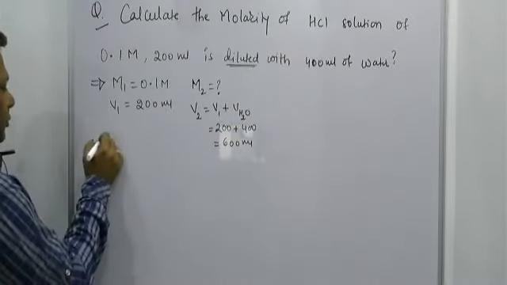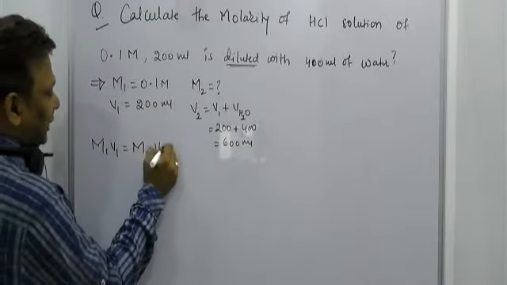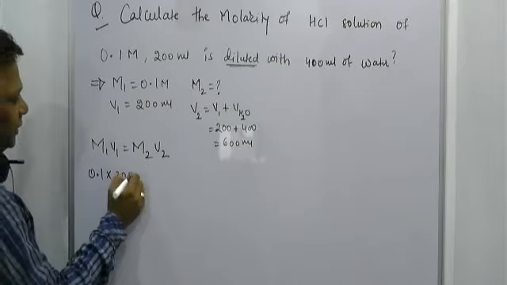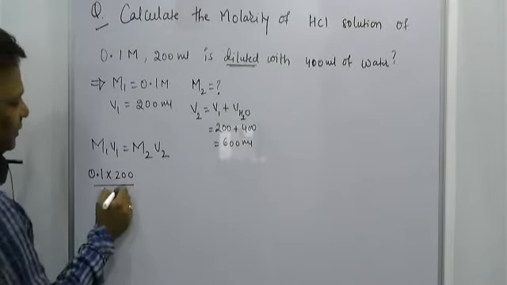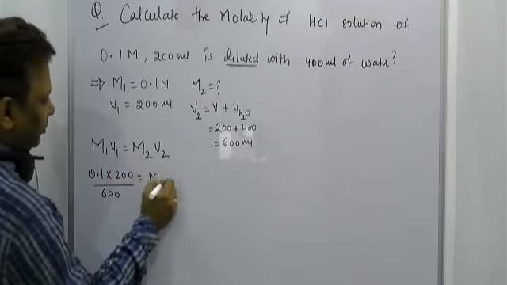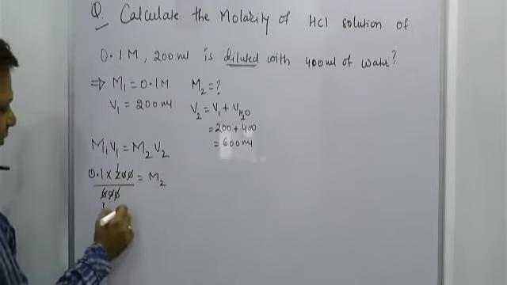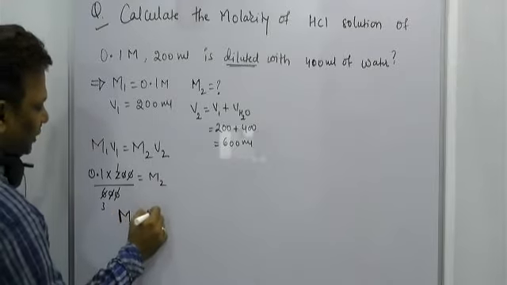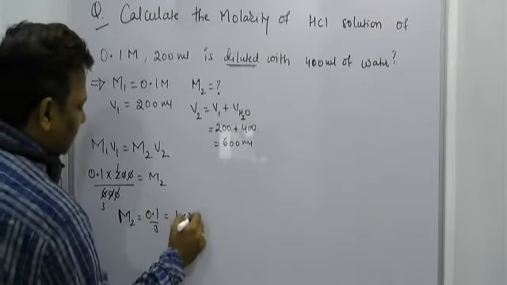According to the dilution law, M1 V1 is equal to M2 V2. M1 is 0.1, V1 is 200, divided by V2, which is 600. That gives M2 directly. 2 ones are 2, 2 threes are 6. So the molarity M2 should be 0.1 by 3, which can be written as 1 by 10 into 1 by 3.